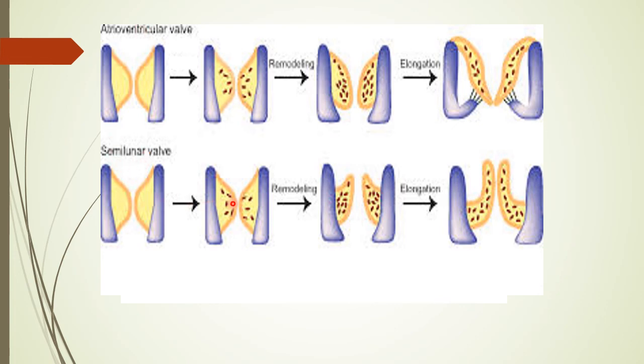Swellings appear, and then on their distal side, this mesenchyme tissue degenerates and disappears, the cells die out by apoptosis, and these valvular flaps are formed when the distal part of the swellings becomes hollowed out by the process of apoptosis. These are the atrioventricular valves.